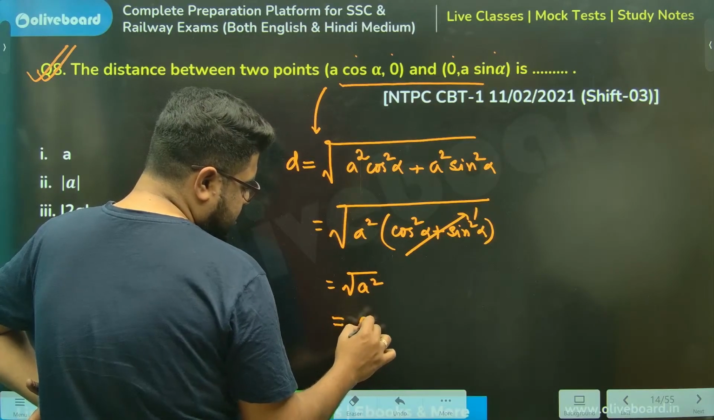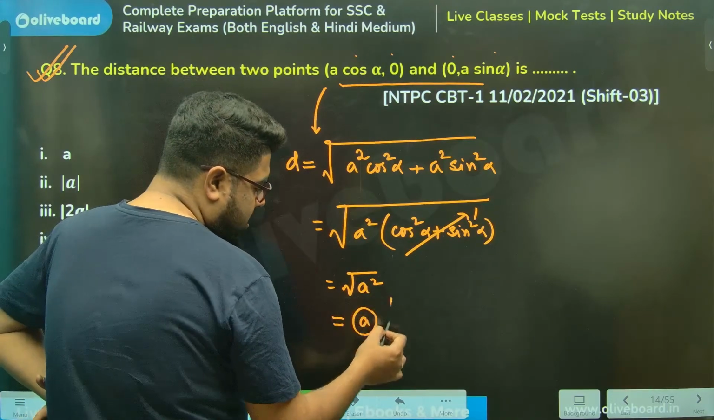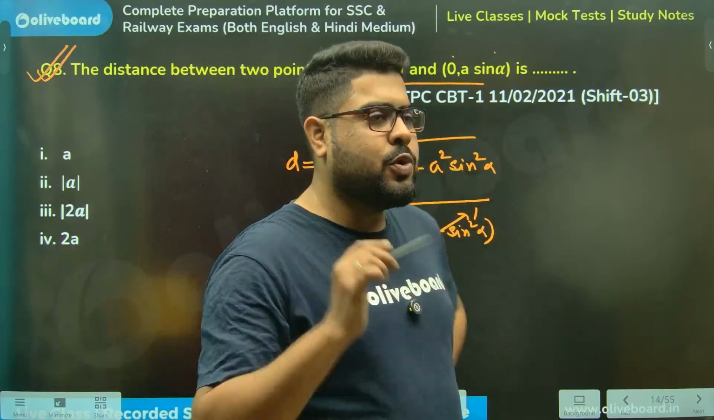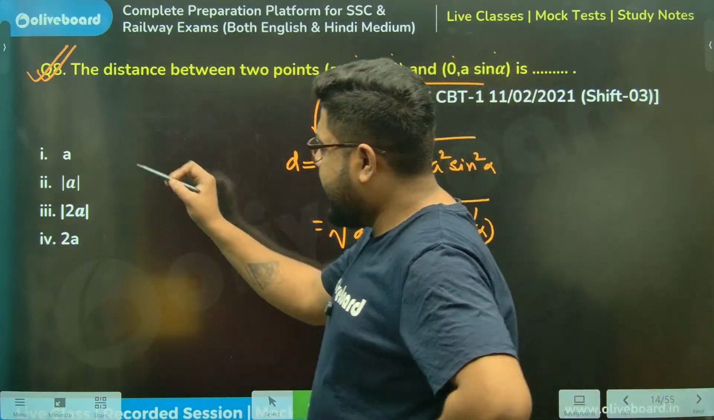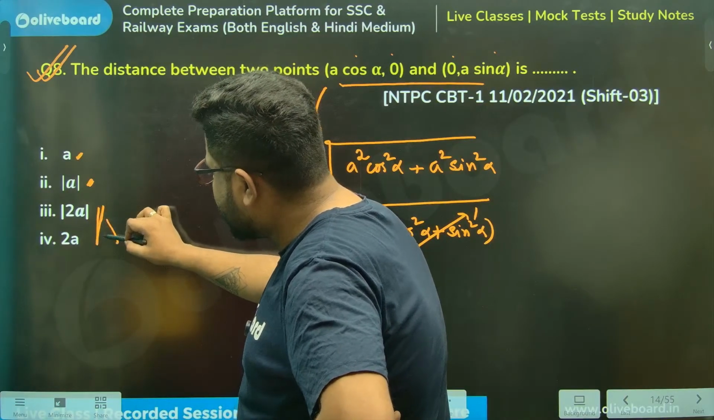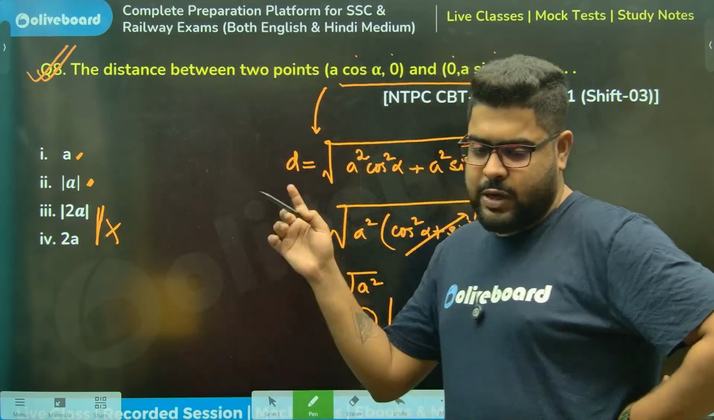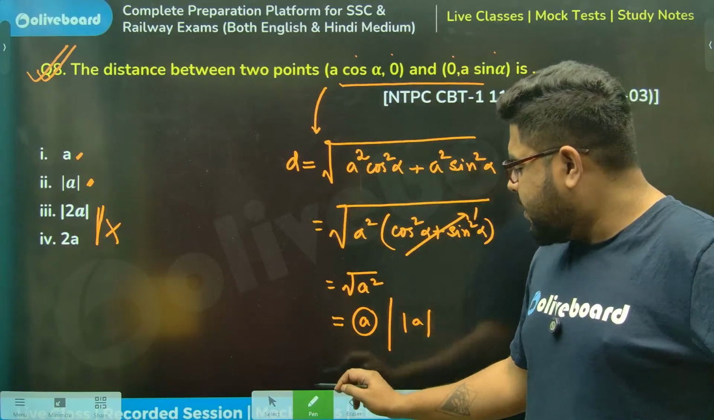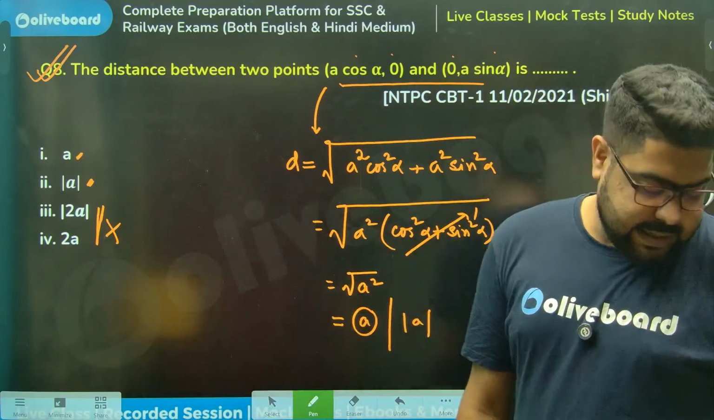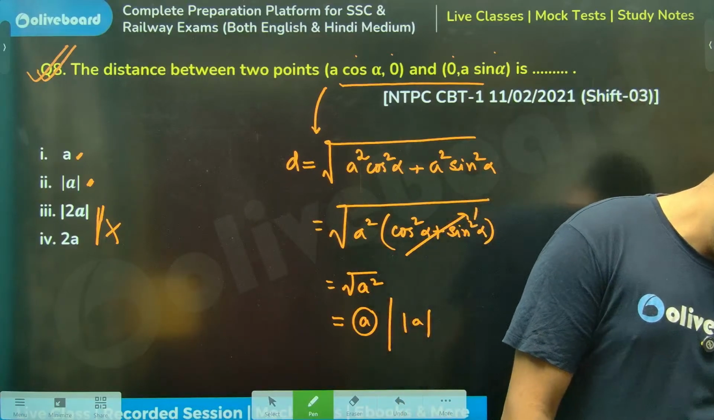Now, sir, should I write this as a or as mod a? Because both are there in the options. A is also there, mod A is also there. So definitely these two are not my answers. But what about the first two? Which should I give as the answer? Anyone?